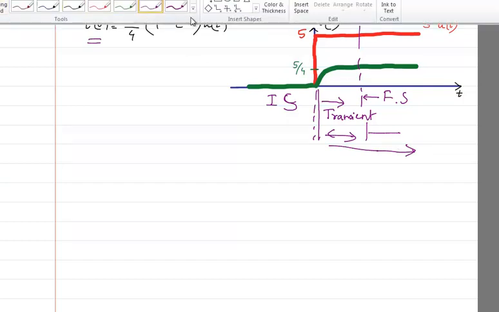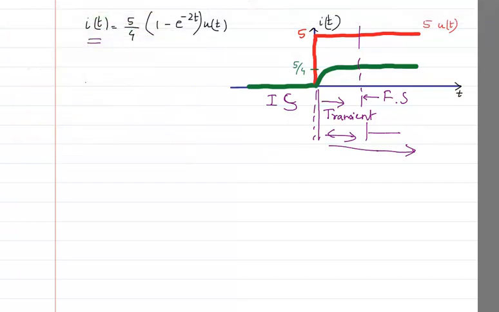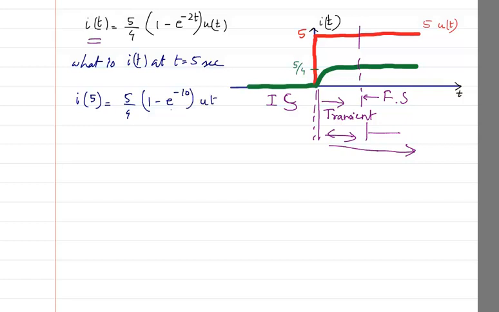Now there is a small extension that may be asked. Suppose you are asked in the question, what is I of t at t equal to 5 seconds? At that time, you have to find the value by substituting t equal to 5. So you will get 5 by 4, 1 minus e raised to power minus 5 into 2, that is minus 10, u of t. You substitute the value of e raised to power minus 10 and find this value, and that value you will write as the answer.